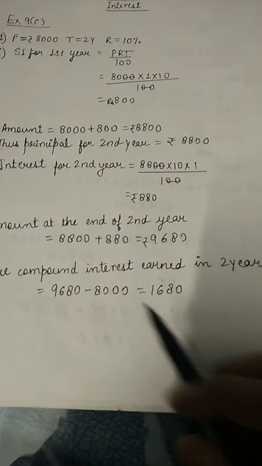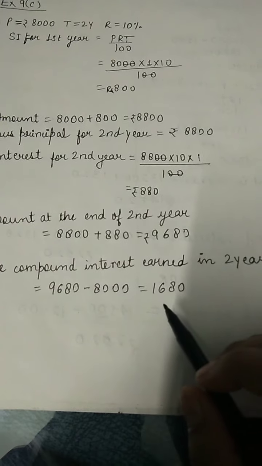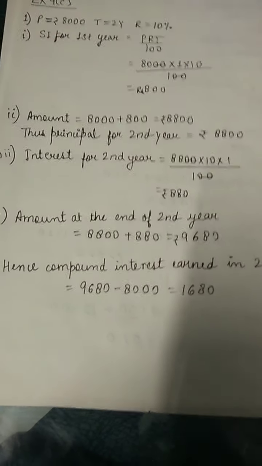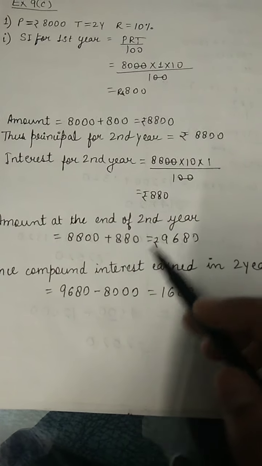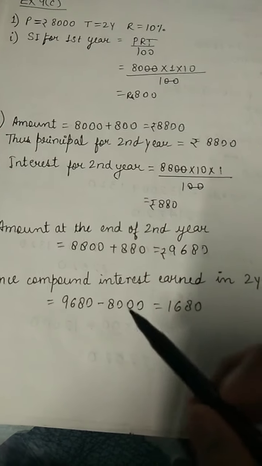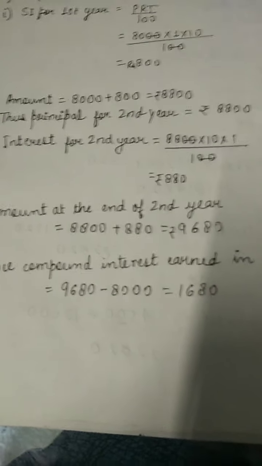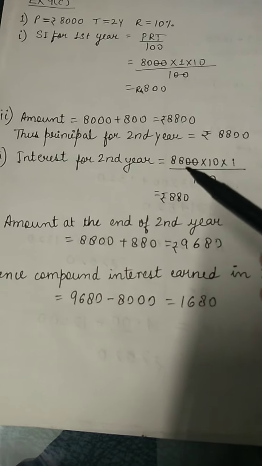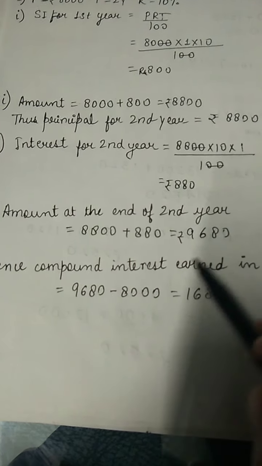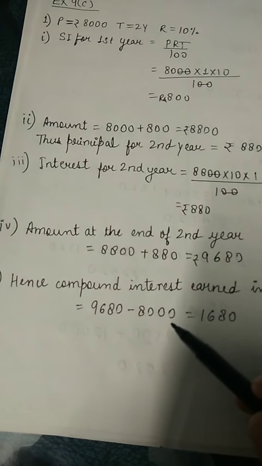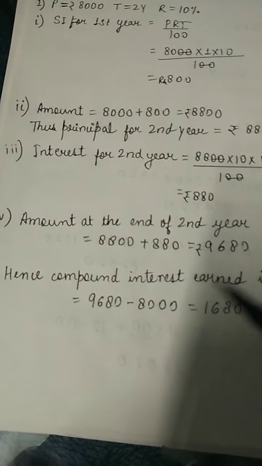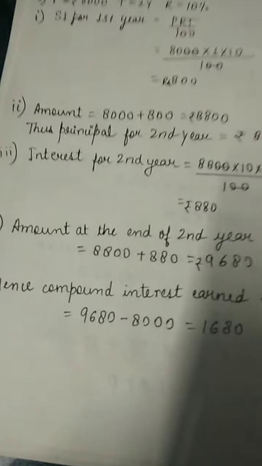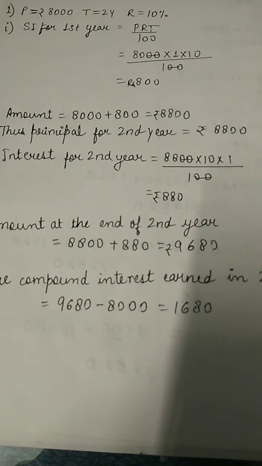Now the compound interest earned in the second year is 9680 minus 8000, which will be 1680. So this is the final compound interest which we got at the end of the second year. And the formula for compound interest is amount minus principal. Our final amount is 9680, and the principal was 8000. The compound interest we will always subtract from the first principal which was given. So the principal is 8000, so we will subtract from the original principal.